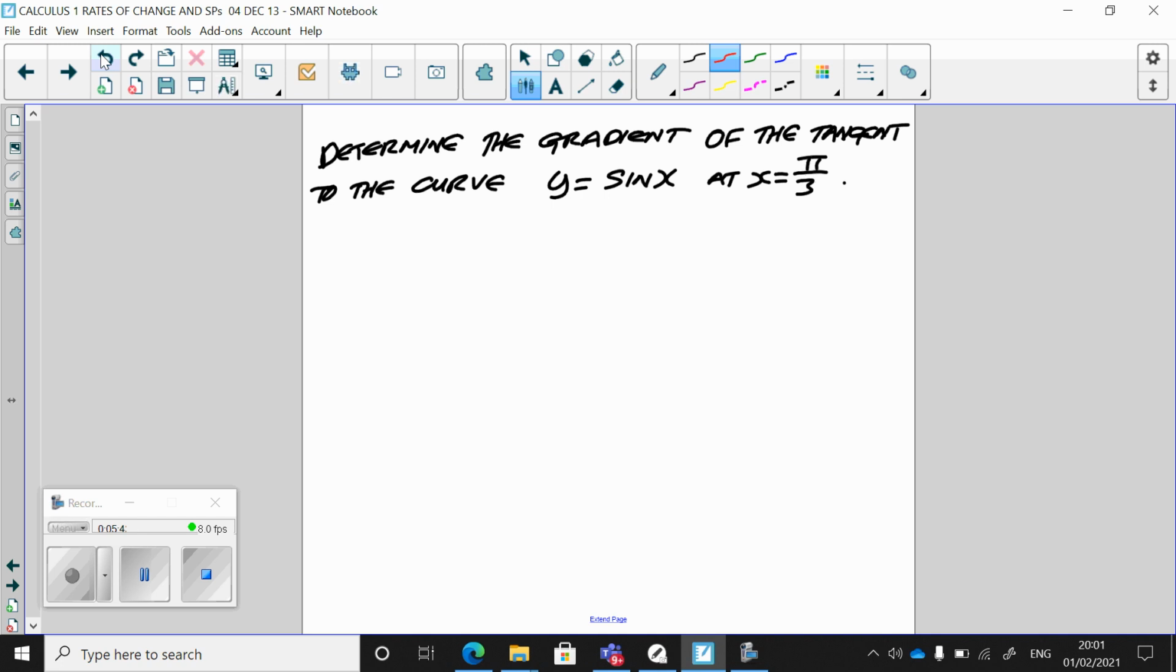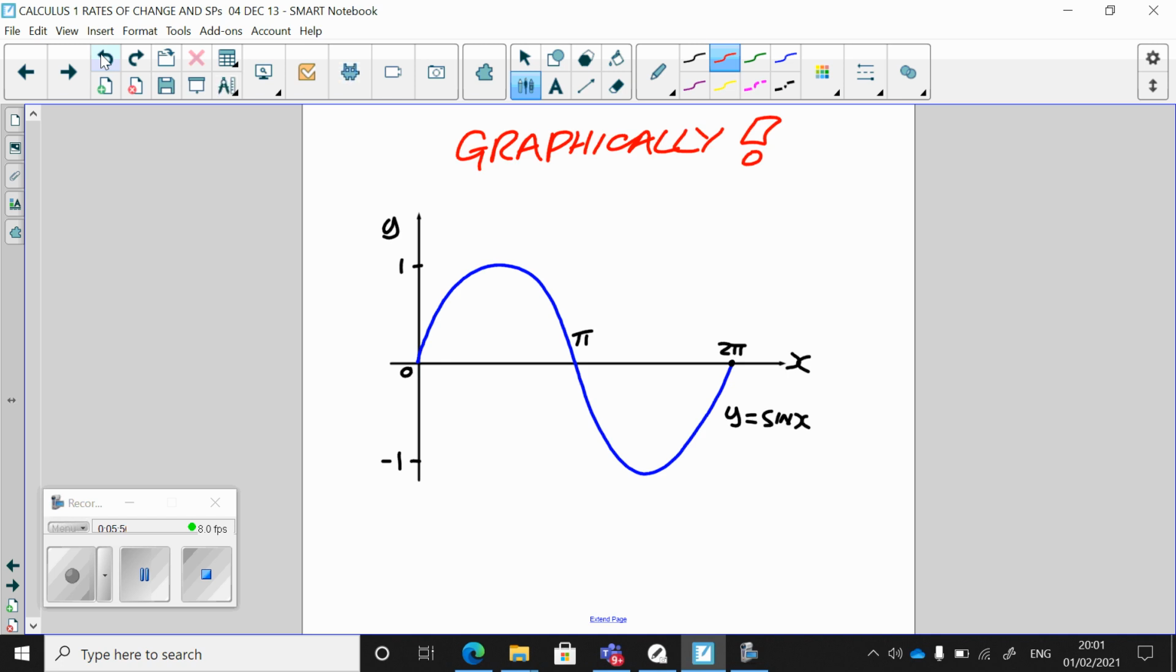I'm looking at the gradient at a specific value, x equals pi over 3 on the curve y equals sine x. So this is sine x between 0 and 2 pi. We're all up to speed that 0 to 360 degrees is identical when we go to radian measure of 0 to 2 pi. So halfway is pi, so 0 to pi, so I'm going a third of the way to get pi over 3. So pi over 3, there you go.